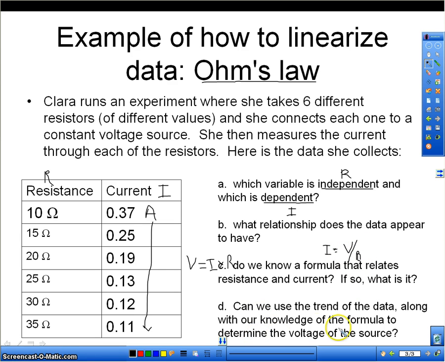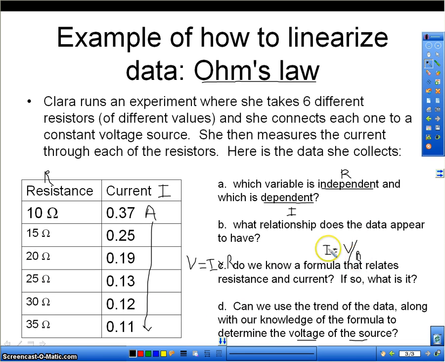And can we use the trend of data along with our knowledge to determine what the voltage would be? Some students would want to go right in and say, I'm just going to pick one of these data points and plug it in and solve. The problem with picking a single data point is that you don't know if it is a good data point. This might be an error. Or if I just chose this one right here, you actually don't know if that's a good data point. So what you need to do is graph the trend and see if we can use the entire trend of all of the data. That will help us get rid of bad points to figure out what the voltage of the source is. So that's where we're going to end up using linearizing data to help us determine that.